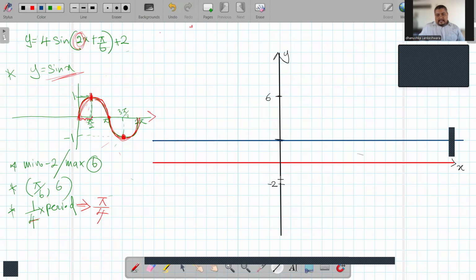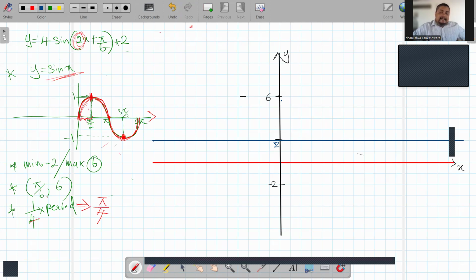And this minus 2 means the minimum value. And from 6 here: 5, 4, 3, 2. So this value is 2. Okay, now we know where to start, the maximum, minimums, and all.